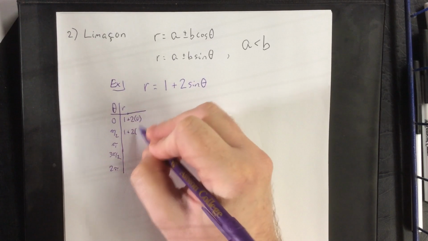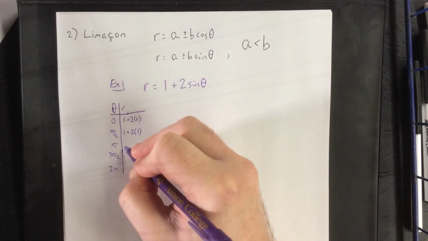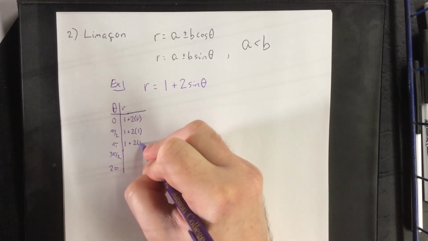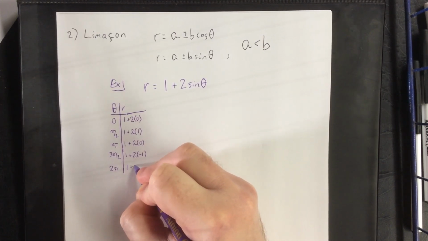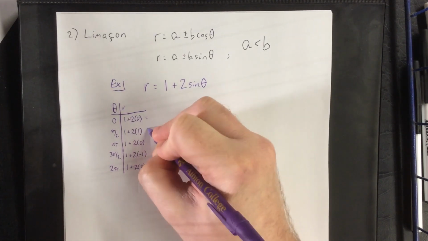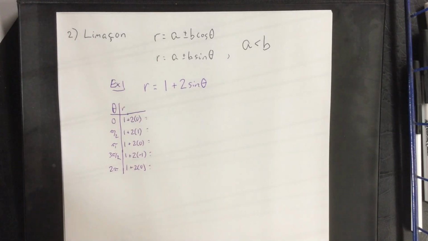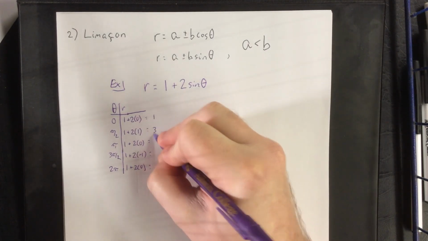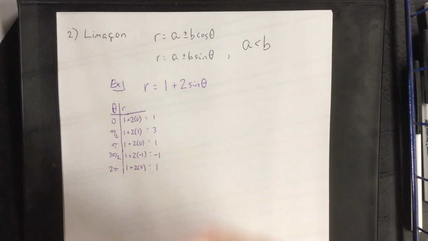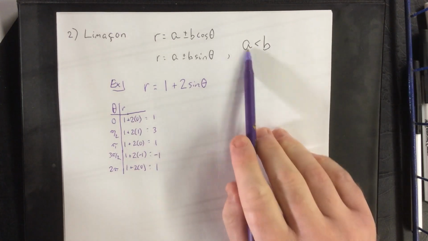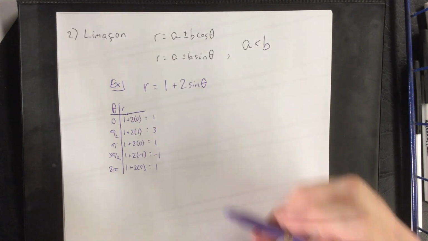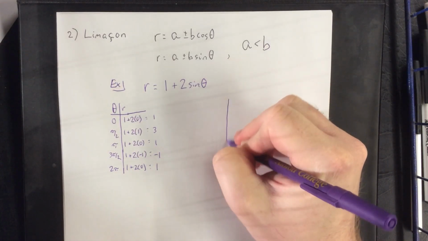So the sine of 0 is 0. Pi over 2 gives 1. Pi gives 0. 3 pi over 2 gives negative 1. And 2 pi gives 0. Simplifying each of these r values, we are going to get 1, 3, 1, negative 1, and 1. Now the thing that's different between the limaçon versus the cardioid is that you'll notice that the r value dips into some negative values here. This is due to the fact that the a value was less than the b value. As such, we're going to see this thing cross through the pole.